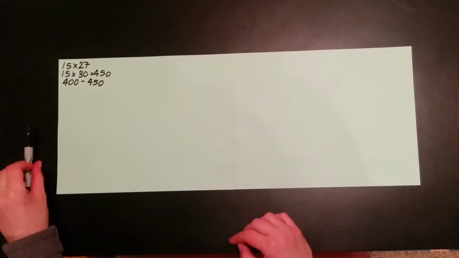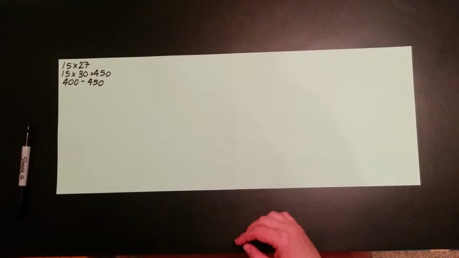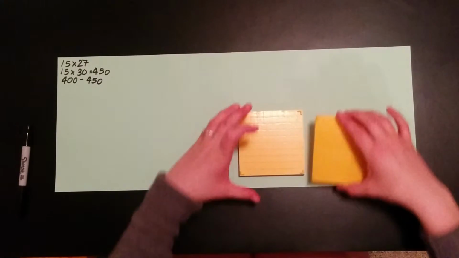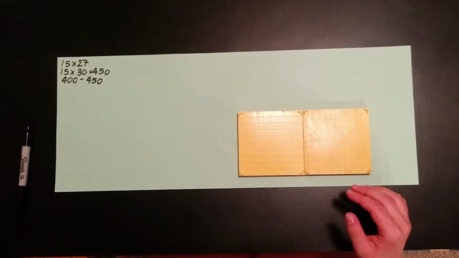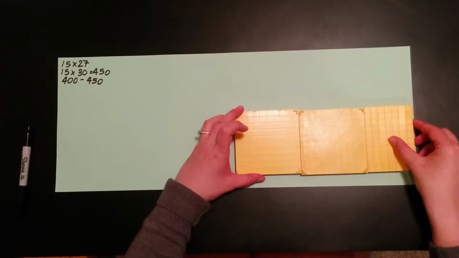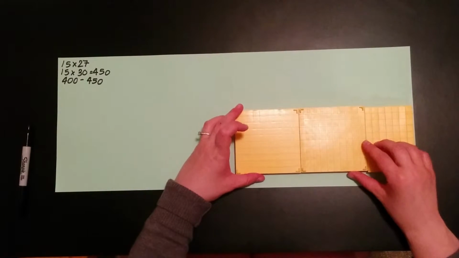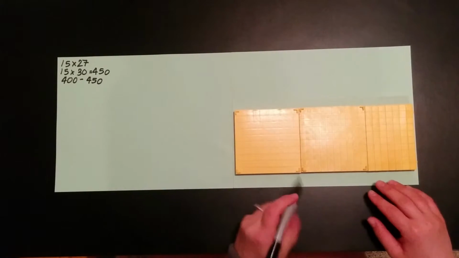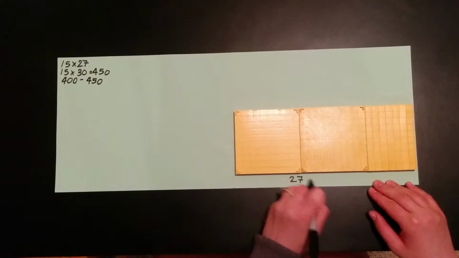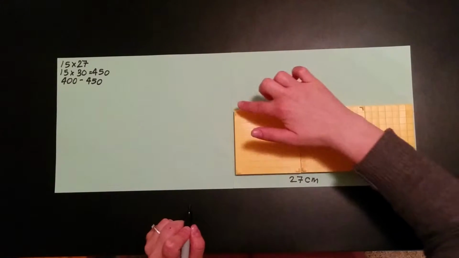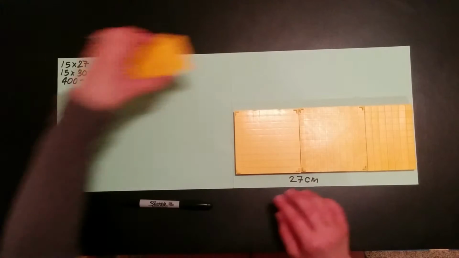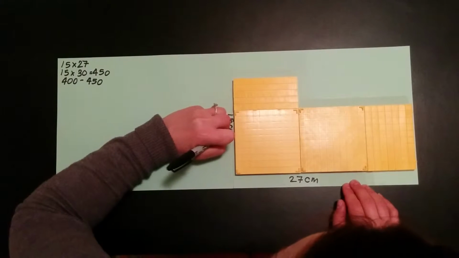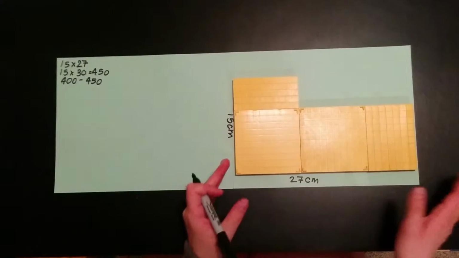Next, let's think about this equation concretely. So I'm going to think about a rectangle that is 27 centimeters wide and 15 centimeters tall. So right now, this rectangle is 27 centimeters wide, but it is only 10 centimeters tall. So I need to add another 5. So now this rectangle isn't full, but it is 15 centimeters tall and 27 centimeters wide.